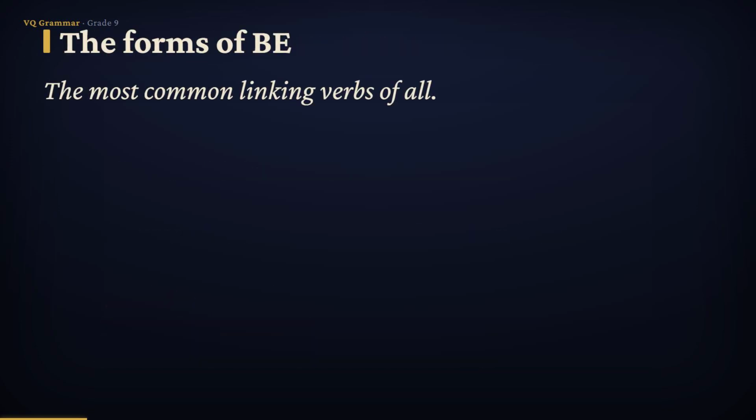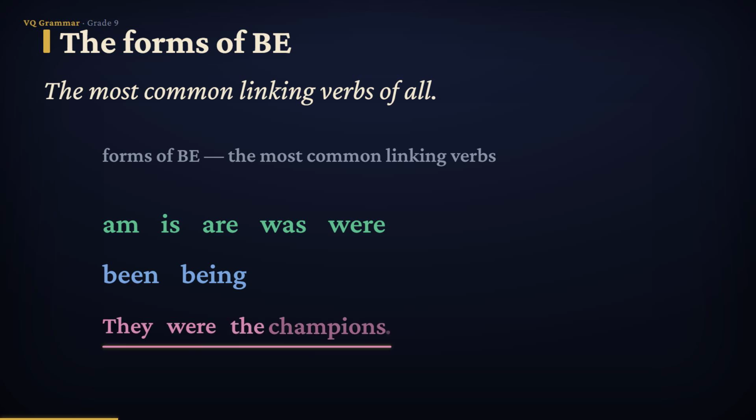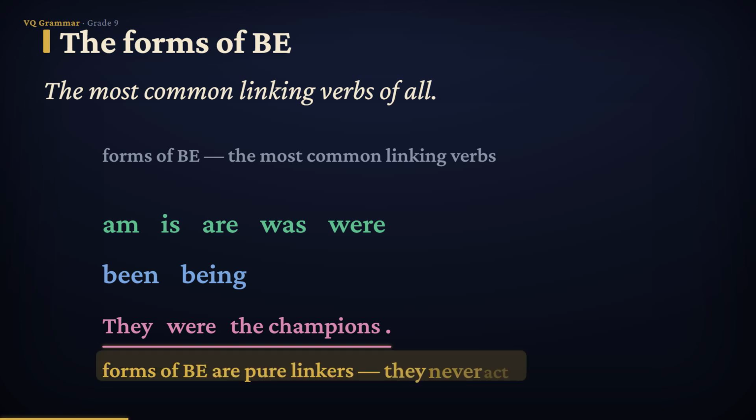The most common linking verbs are the forms of the verb be. Say them with me. Am, is, are, was, were. And two more, been and being. Whenever one of these joins a subject to a describing word, it's linking. They were the champions. The word were simply connects they to champions. Forms of be are pure linkers. They never show action. They only connect.